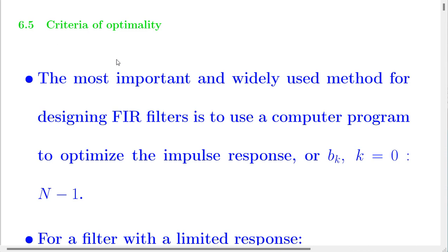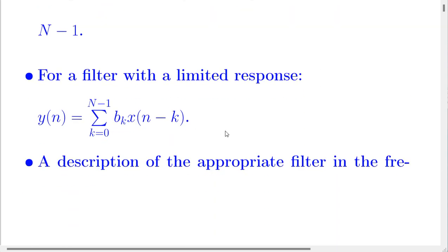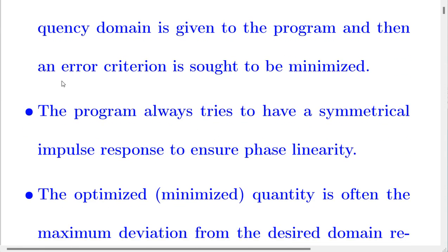Criteria of optimality. The most important and widely used method for designing FIR filters is to use a computer program to optimize the impulse response, b_k, k from 0 up to N minus 1. For a filter with a limited response, y[n] is equal to the summation, k from 0 up to N minus 1, b_k times x[n minus k]. A description of the appropriate filter in the frequency domain is given to the program, and then an error criterion is sought to be minimized.